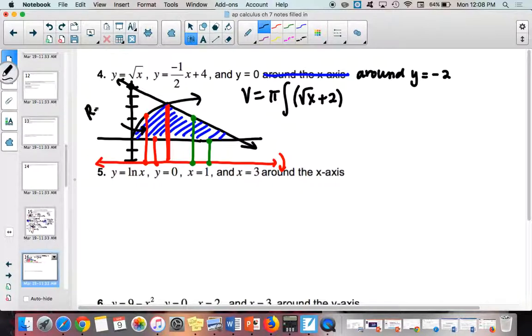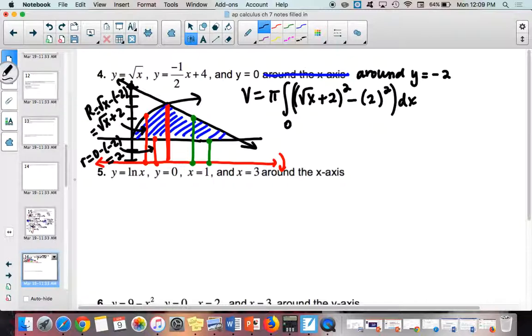So my big R is square root of x minus a negative 2, which is square root of x plus 2. And my inner radius is going to be what? 0 minus a negative 2, which is just 2. So I'm going to have my outer radius squared minus my inner radius squared. And I'm integrating with respect to x. And those x values go from 0 to question mark.